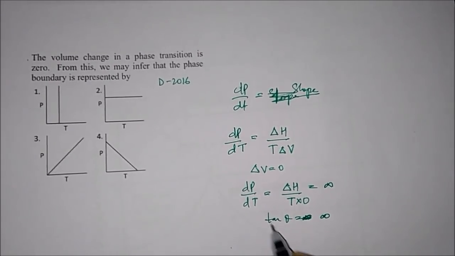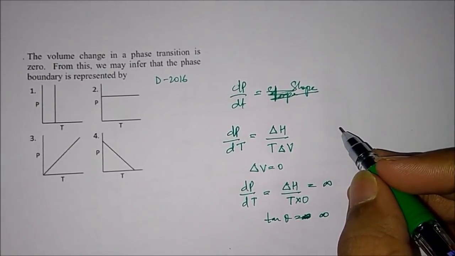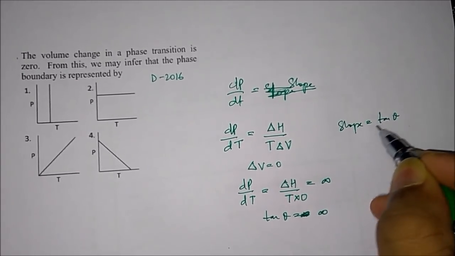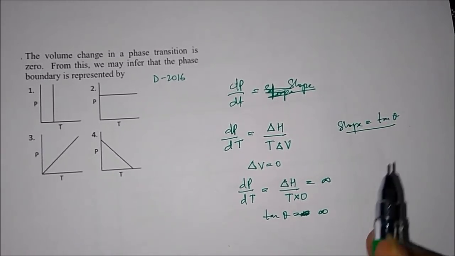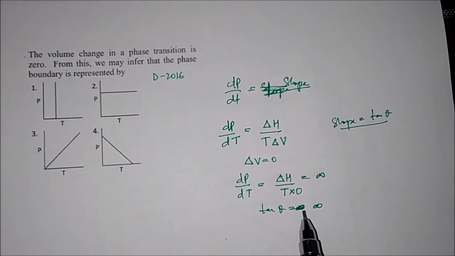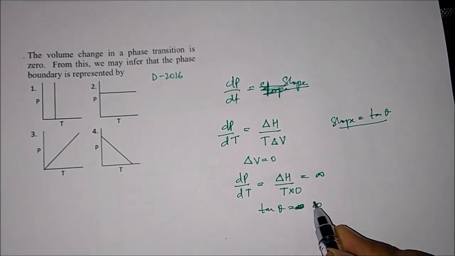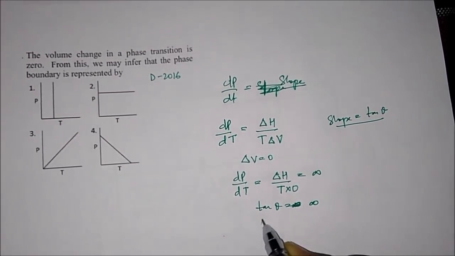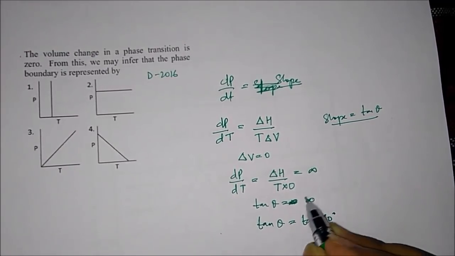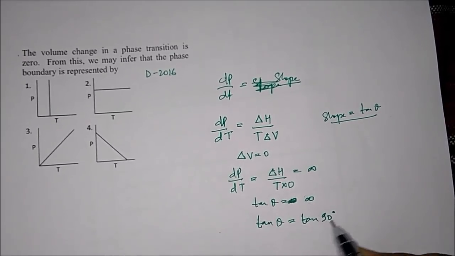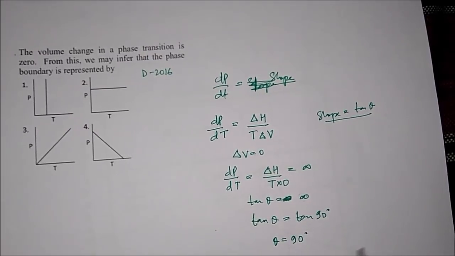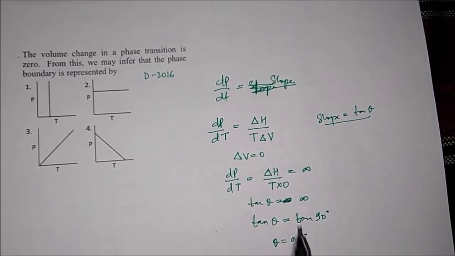So slope is your tan theta. We have all read that slope is equal to tan theta. This we have studied in our earlier classes, like in class 10th or 12th. So tan theta is equal to infinite, and the infinite value of tan theta comes at theta equal to 90 degrees, because tan 90 has the value of infinite. That means the angle between the x-axis and the line should be 90 degrees.